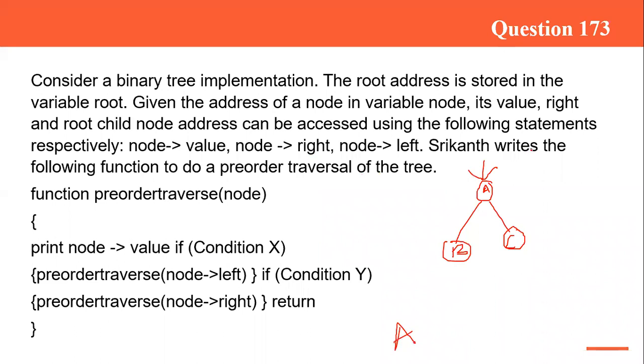After that, I'm calling the same function, pre-order traverse, with node's left. I have to call with node's left, with B. Should I call it if, for example, I don't have a node here? For example, A's left part is null. Should I call it? No need, right? If it is null, I should not call it.